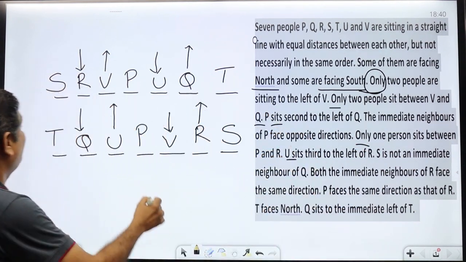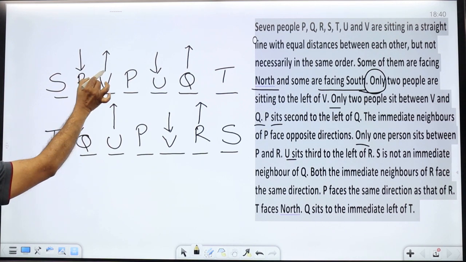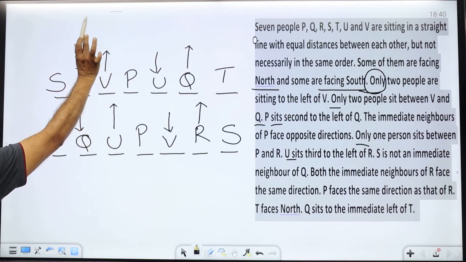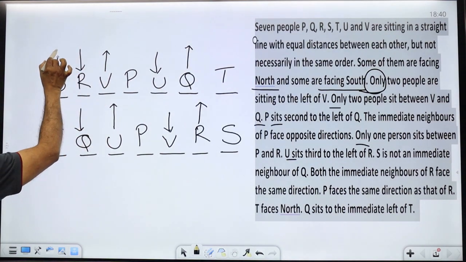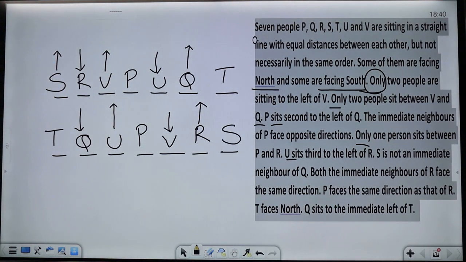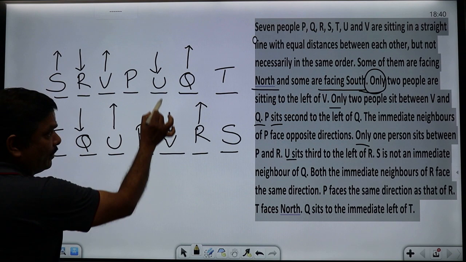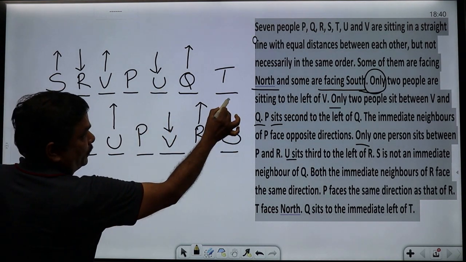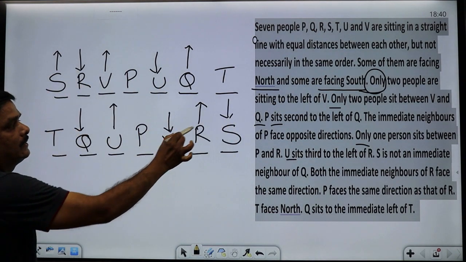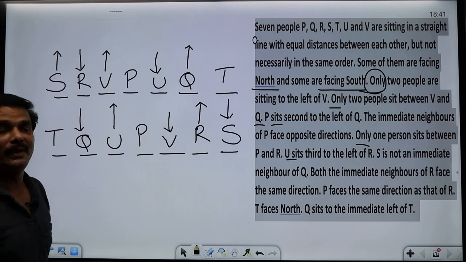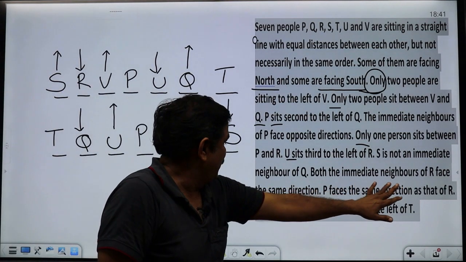Now here, of the immediate neighbors of R, one of the neighbors V is facing north, so S must face north accordingly. Now here also R is here, one of the neighbors is V, V is facing south, this person also must face south. As simple as this one. Okay, now go for the next information here.